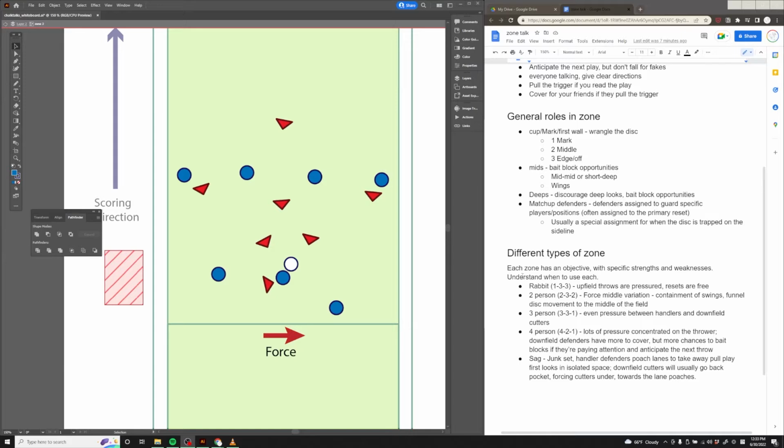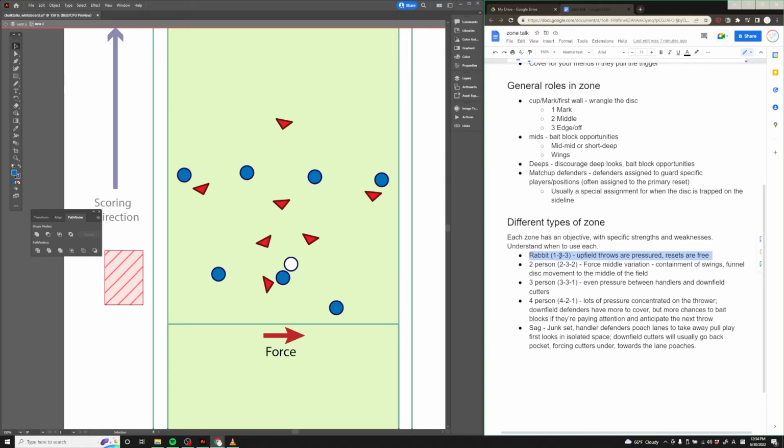Okay, the next two zones that I will go over are the rabbit, or 1-3-3, and a 4-person cup, or a 4-2-1. These numbers refer to those layers that I talked about. So in a 3-person cup, the 3-person is that first number, the 3. That's the number of people in the cup. The 3 in the middle is the number of people in that wall behind the cup. And the 1, the last number, marks how many players are deep. So let's get into the next one.